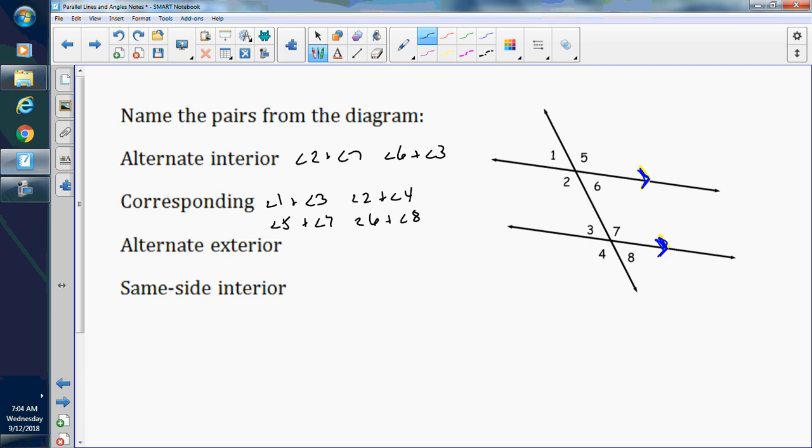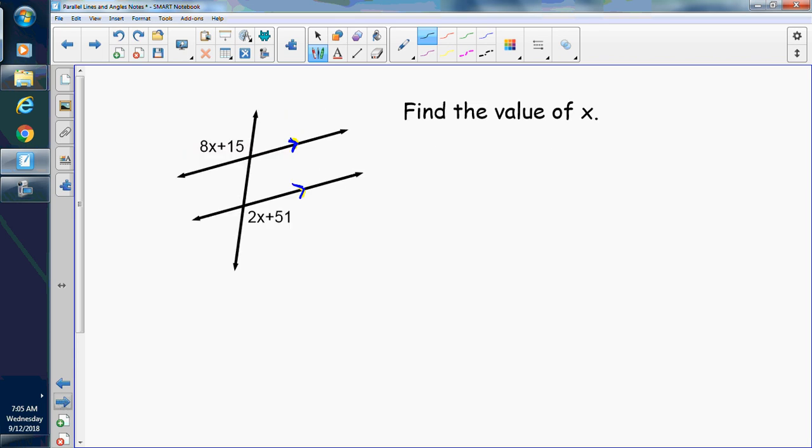Alternate exterior, angle 1 and angle 8 are on opposite sides and outside the two parallel lines, and so are angle 5 and angle 4. Same side interior, hopefully you got angle 2 and angle 3, angle 6 and angle 7. Now let's take a look at two examples that will allow us to apply our properties.